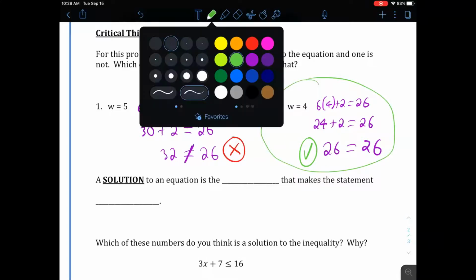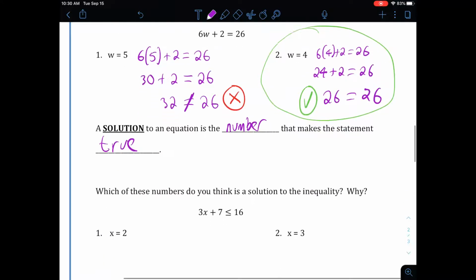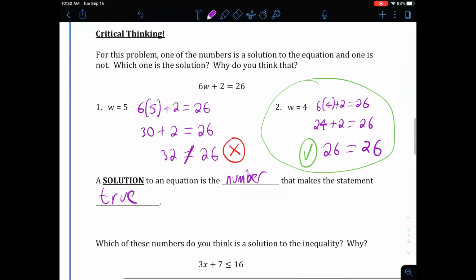Okay? So a solution to an equation is the number, is the what? That makes the statement true. Makes it what? Makes it true. So if we get a not true result like over here, then it's not going to be a solution. If we get a true result, it's going to be a solution.